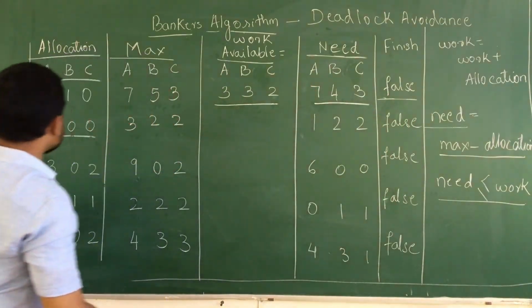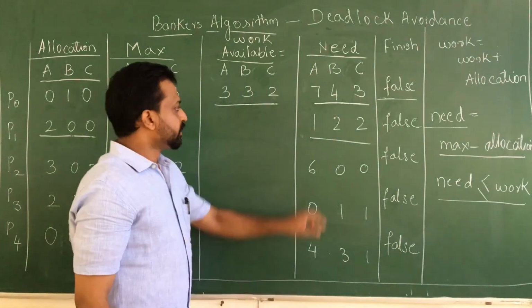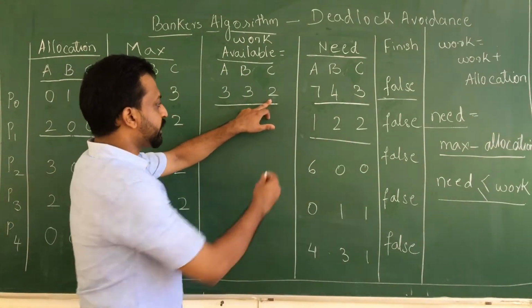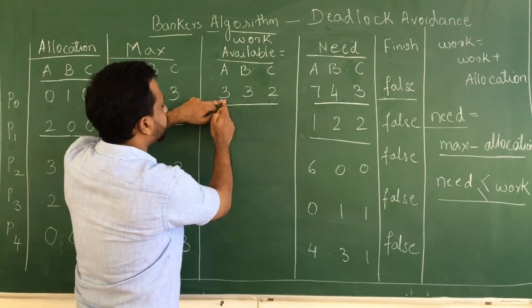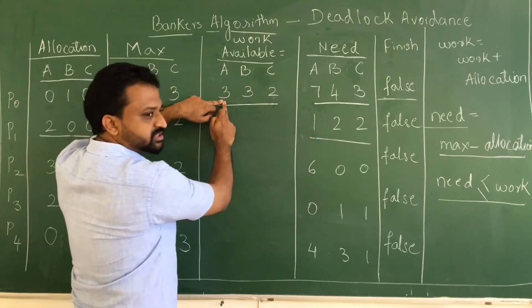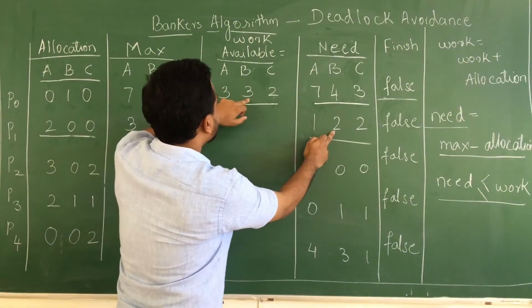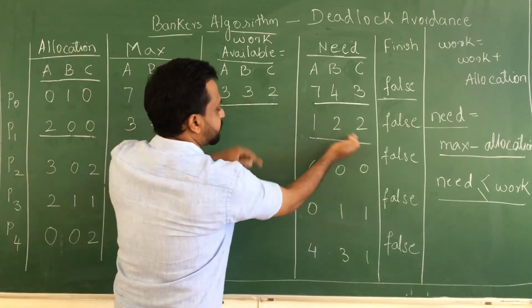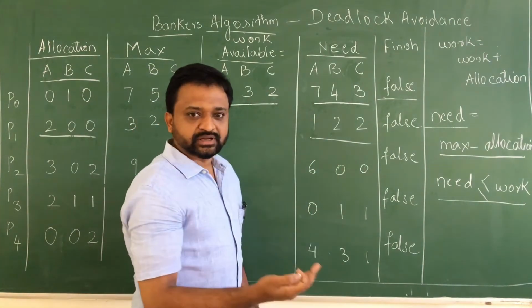Next we will go with process P1. P1 need is 122, but available is 332. Available resource A is 3 and need is 1, so obviously I can satisfy the need. Need is 2 and available is 3. So like this we have to map them and check whether we can justify the request or not.